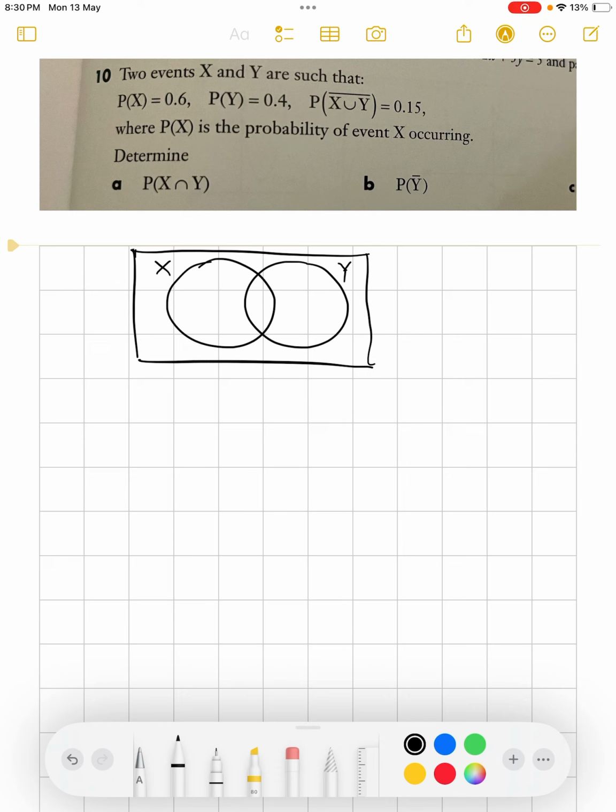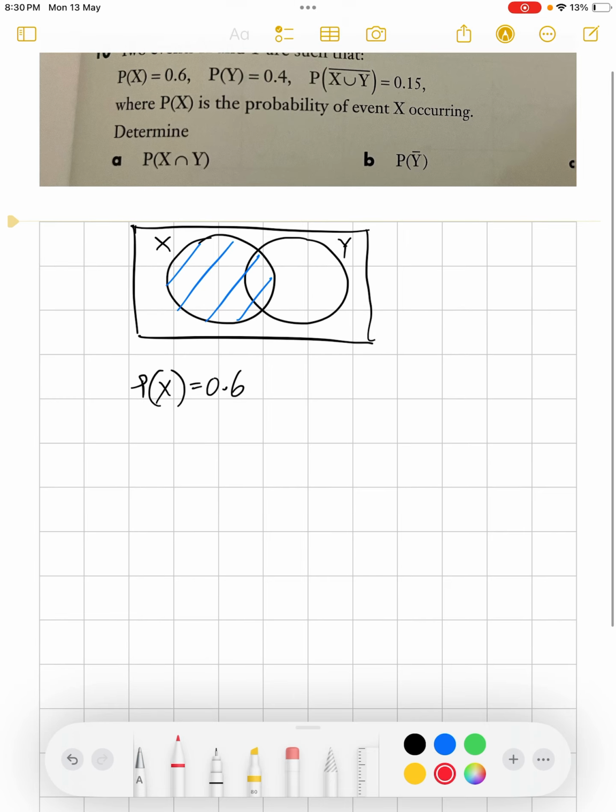Probability, what are we told? We're told the probability of X is equal to 0.6. Now, X is simply that blue part. We're told that the probability of Y is equal to 0.4, and 0.4 is that red part inside Y.